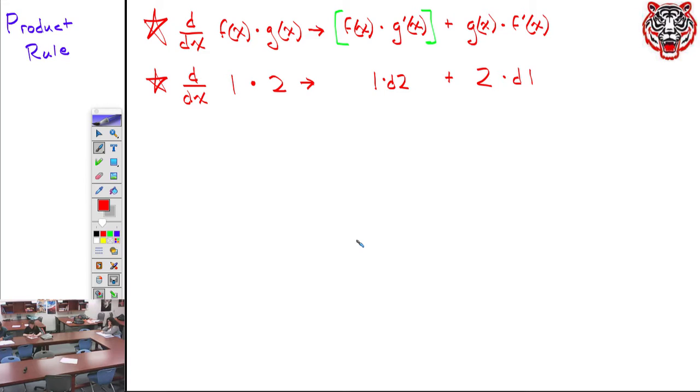So every time I ask, what's the product rule? You're going to shout out 1 d2 plus 2 d1. So, what's the product rule? 1 d2 plus 2 d1. One more time. What's the product rule? 1 d2. You don't have to say times, just 1 d2. So, what's the product rule, everyone? 1 d2 plus 2 d1. There it is. Okay, we'll get better at it as we go along.